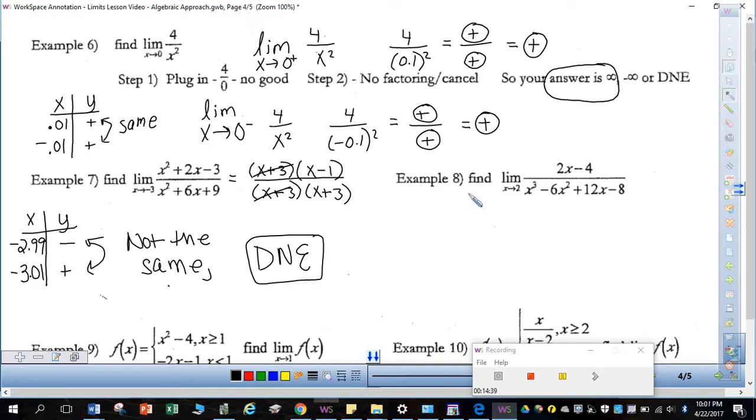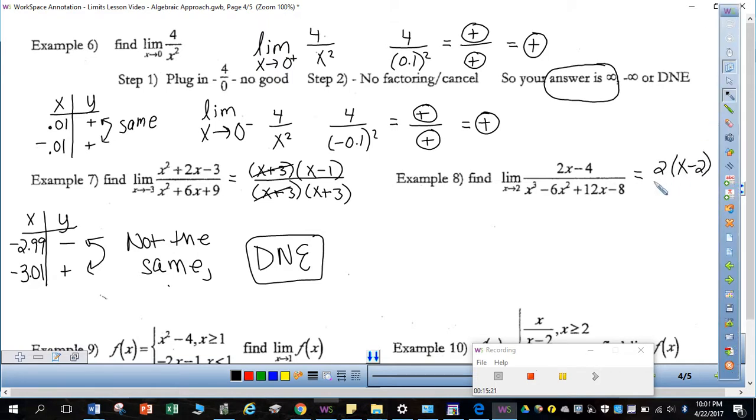All right, let's look at example 8. First off, if we try to plug in the x value of 2, that's going to give us a denominator of 0. If you do a quick check with the numbers, 2 cubed is 8. 8 minus 8 will go to 0. Over here, 2 squared is 4 times negative 6 will be negative 24. Plus 12 times 2, that'll be positive 24. So everything is going to cancel. We could think about factoring the numerator by taking out a common factor of 2.